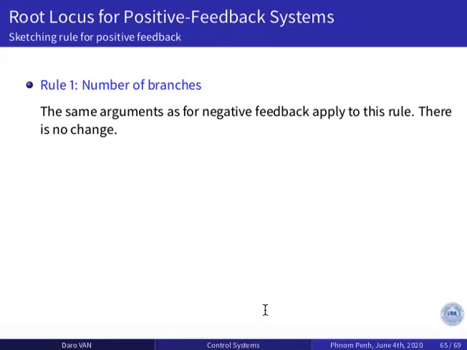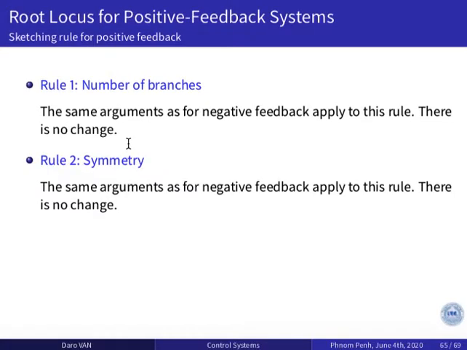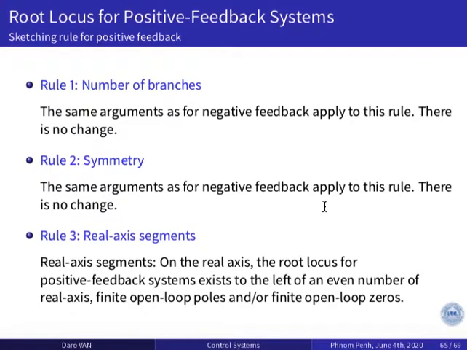There are some rules that we need to follow, which are more or less the same as the previous negative feedback, but with a little bit of modification. Rule number 1 is number of branches. It's the same as for negative feedback. Number 2 is about symmetry. Again it's the same argument as for negative feedback. You can apply that rule. There's no change.